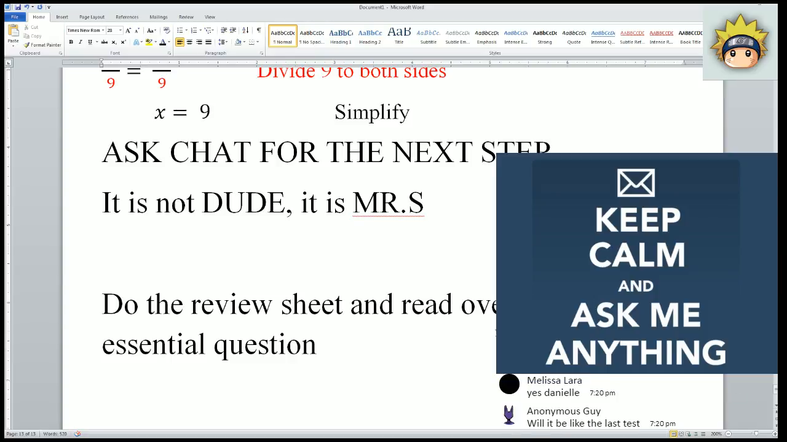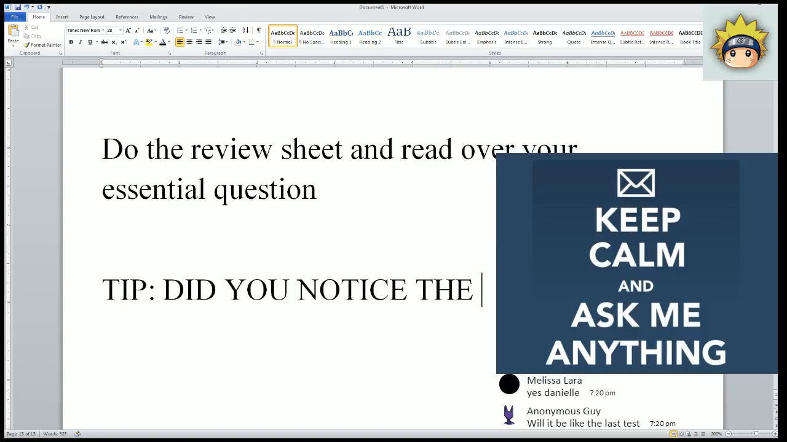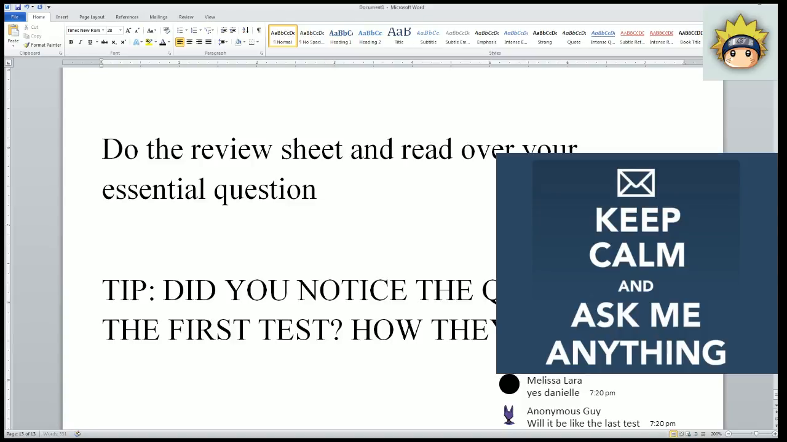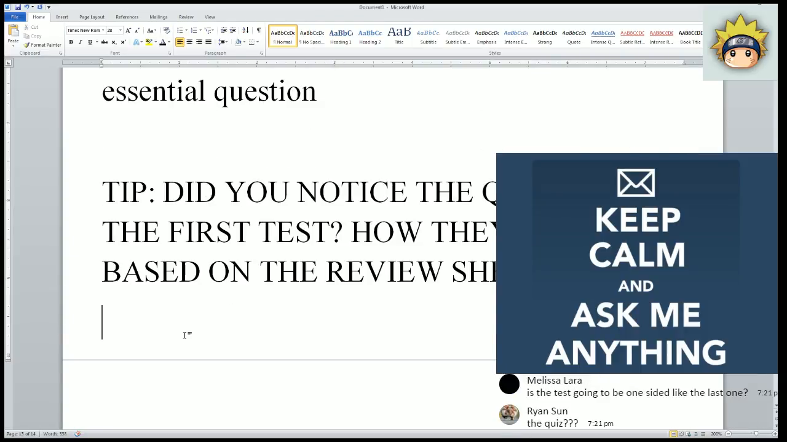Any tips for how to get a good score? Okay, look. Here, let me write this. Here's a tip. Did you notice the questions on the first test, the chapter 1 test, how they are based on the review sheet? So, what do you think the next chapter test is going to be like? Based on the review sheet. If you do the review sheet, that's the best way to prepare.